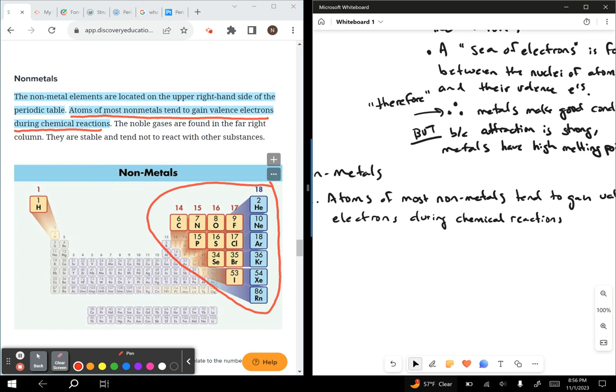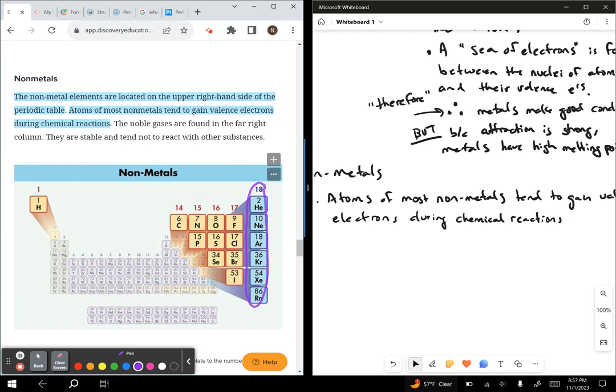Let me just show you an example. If we take a look at, we won't look at any of our group 8A, because these guys are stable. These are your noble gases. So they're pretty non-reactive. Why? Because they have a full valence, right? They already have their 8 electrons in their outer shell. They're pretty happy.